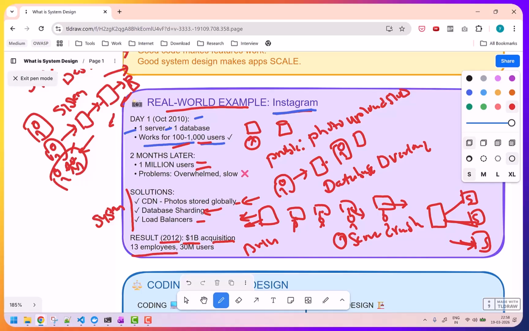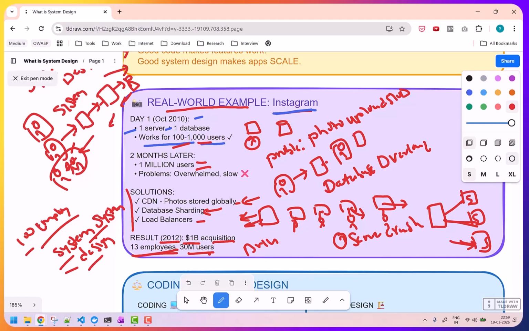Nowadays you might see some companies with hundreds of employees working on a single project. If many people are working on it, that is an indirect signal that you might have a problem in your system design. Understand this: it is a sign, a symptom. If you have more than 100 or 200 employees working on a single project, then that is the problem. Just think: Instagram had only 13 employees at that time, handling 30 million users.